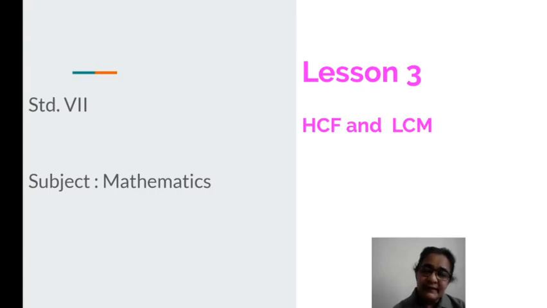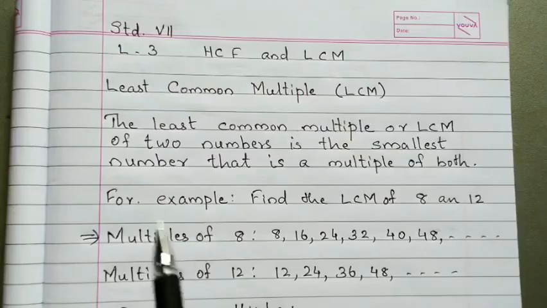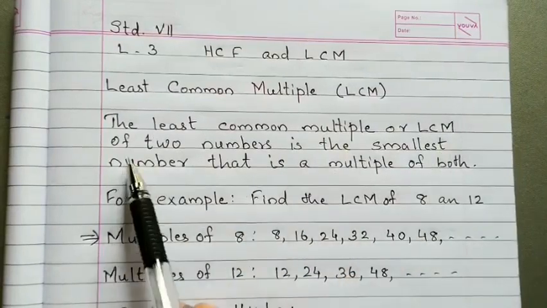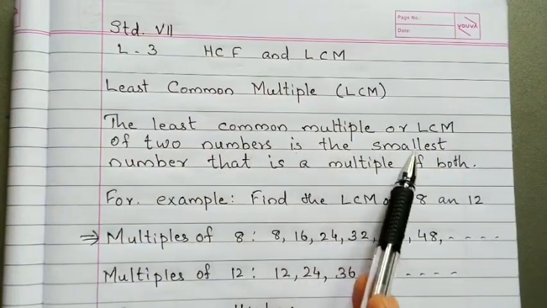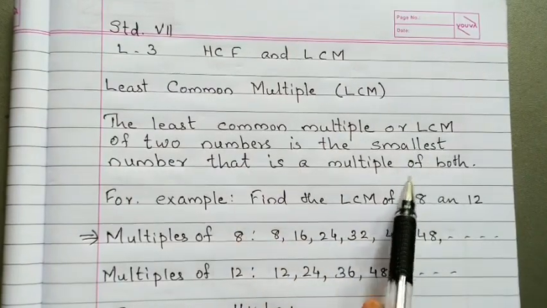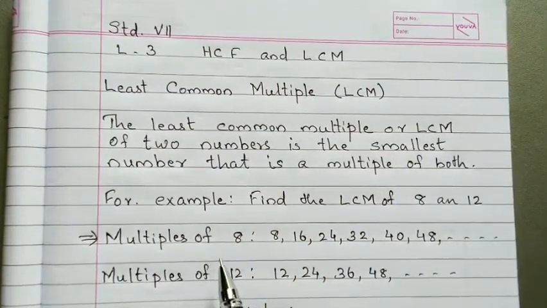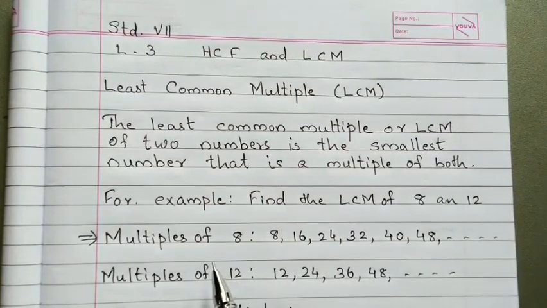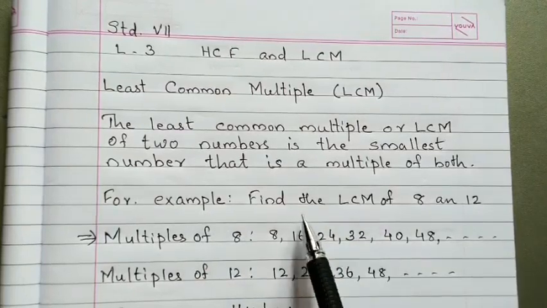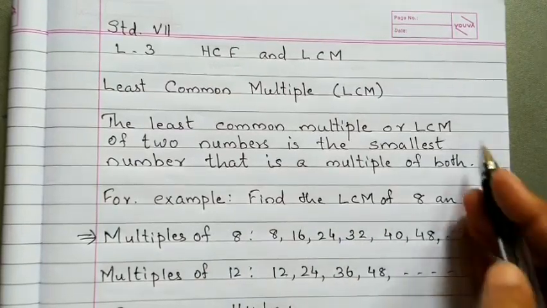In today's class, we are going to study the L.C.M or the least common multiple. The least common multiple or L.C.M of two numbers is the smallest number that is a multiple of both. You had learned a method in your previous class to find the LCM of numbers. Let's revise that. I've taken an example. Find the LCM of 8 and 12.